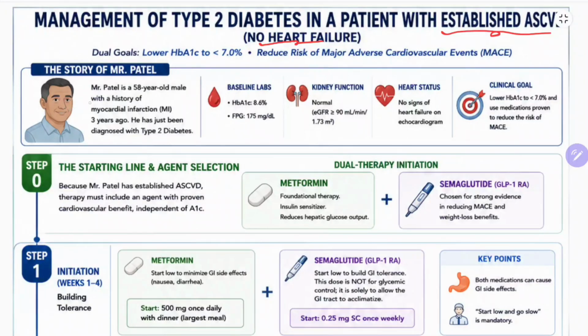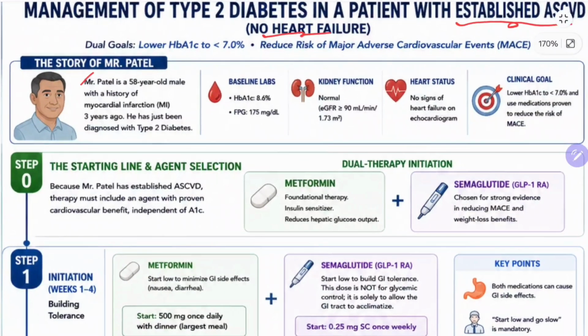So Mr. Patel is a 58-year-old male with a history of MI 3 years ago. He has just been diagnosed with type 2 diabetes mellitus. Baseline investigation: HbA1c is 8.6%. Okay, it is a 58-year-old, so the target will be decreased. Now it will not be 7%. FPG is 175 milligram per deciliter. eGFR is normal, more than 90. There are no signs of heart failure on echocardiogram.